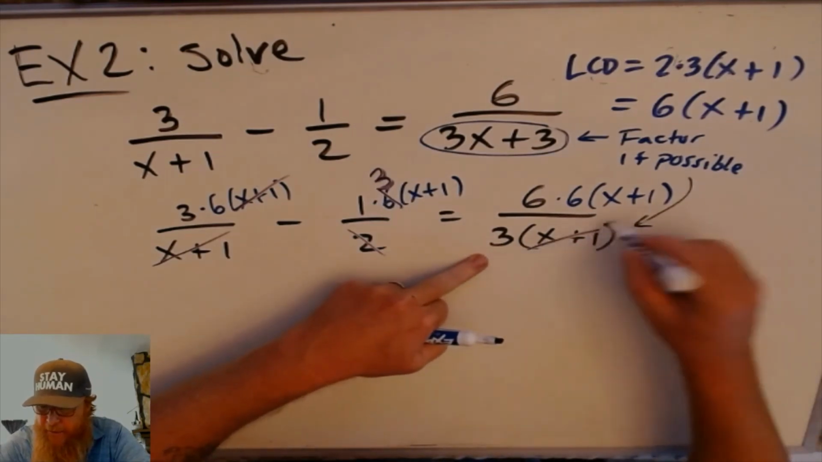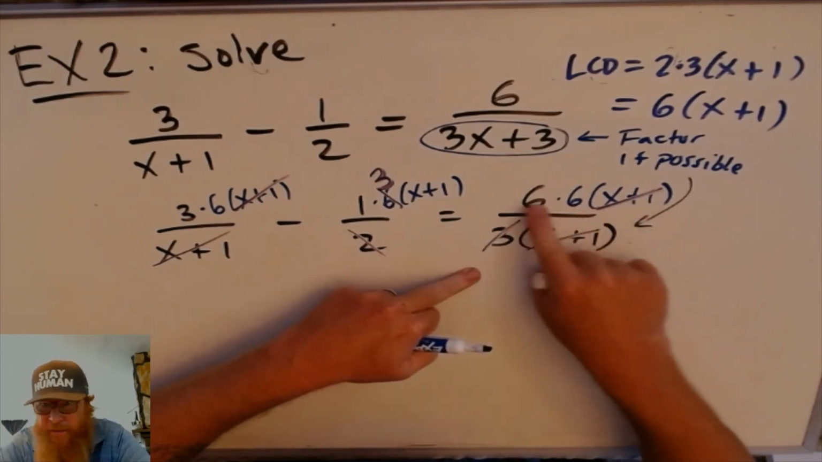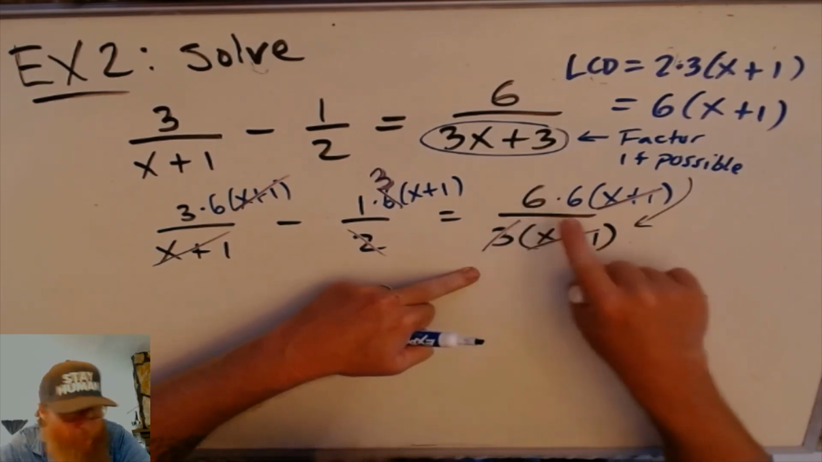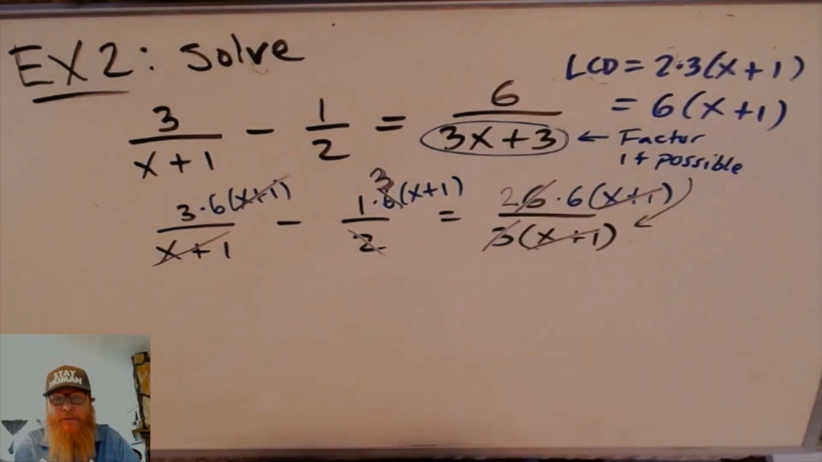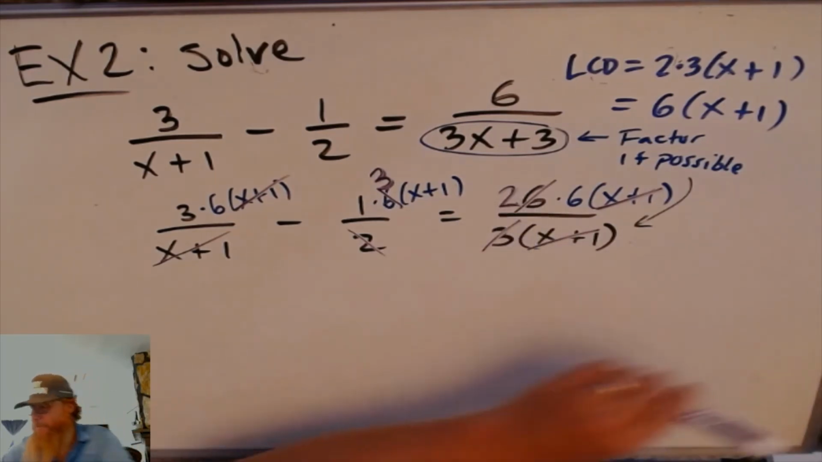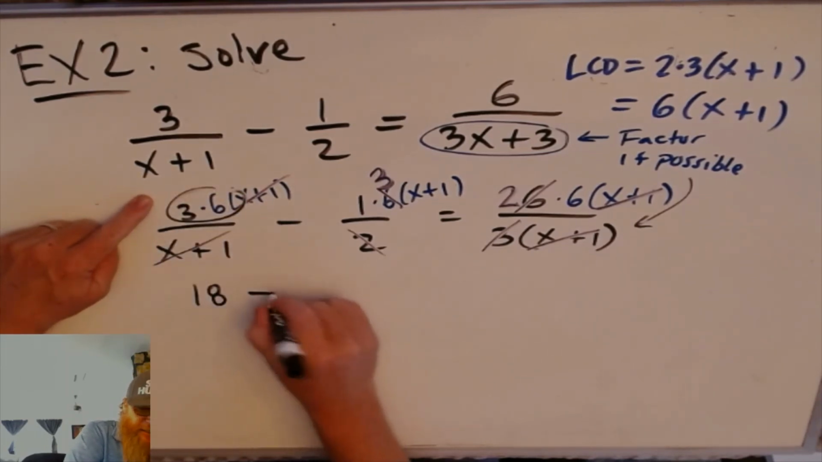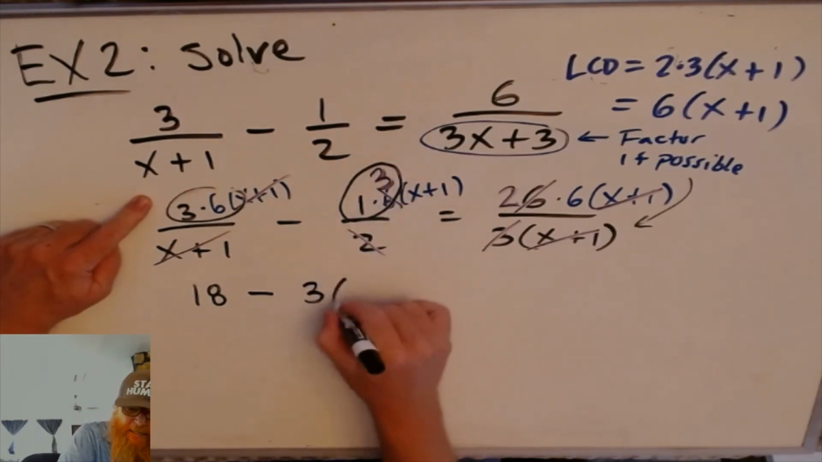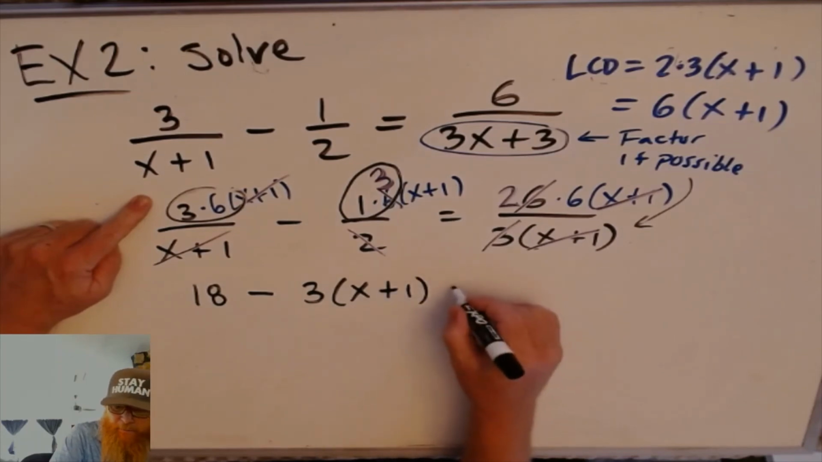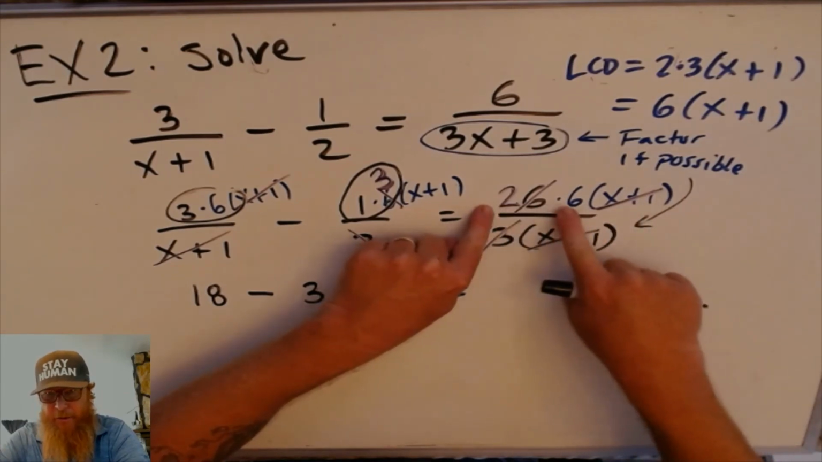Over here, you can cancel the x plus 1s, and you can cancel the 3. Just pick one of these 6s to cancel it with. Don't do both, just pick one of them. So I'm going to pick the first one. 3 goes into 6 2 times. So that 6 is now a 2. So now we have 3 times 6, which is 18, minus 1 times 3, that's 3, and then parentheses x plus 1. Over on this side, all the variables are gone. You just have 2 times 6, so that's 12.